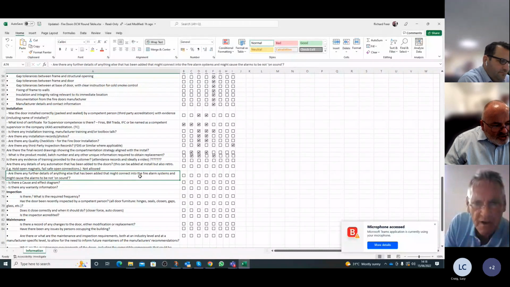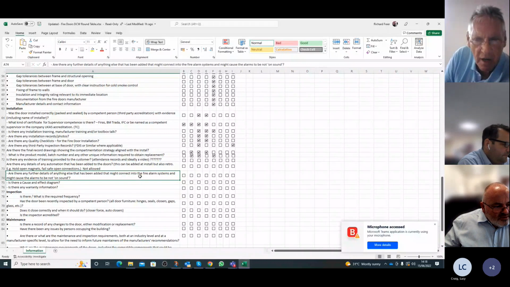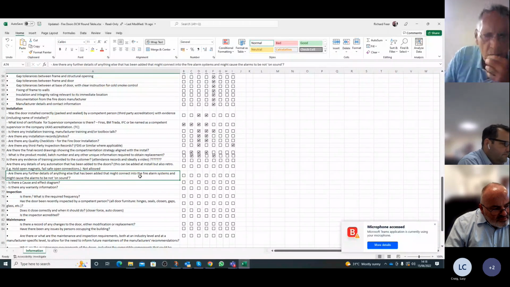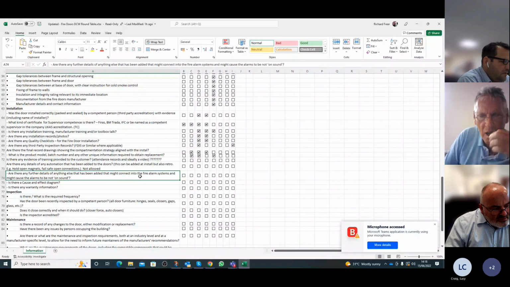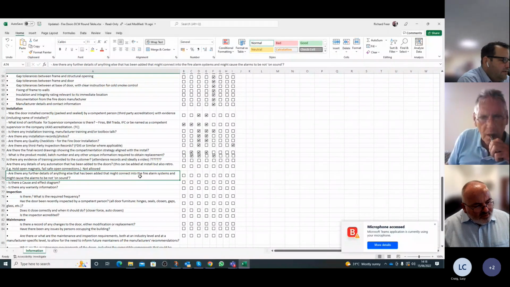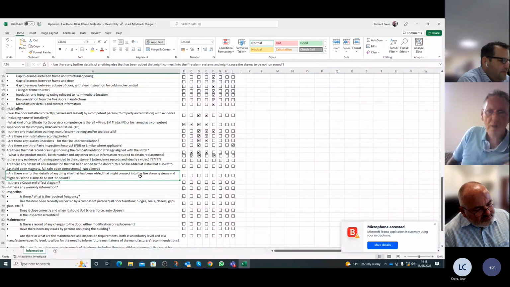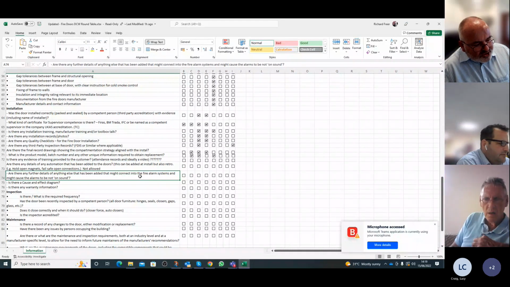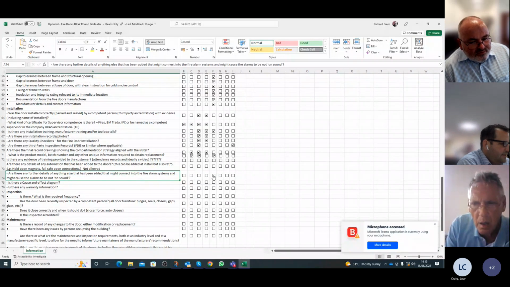Yeah. Are there any further details of anything else that's been added that might be connected to fire alarms or fire systems, that might cause the fire alarms not to work? Don't know what the cause might be. Again, it's only if something's deactivated or taken off the door, which you would find hopefully in your maintenance call. I think you can still answer these questions. They're not the best questions, but surely the answer is the manufacturer. Just always refer back to the manufacturer.